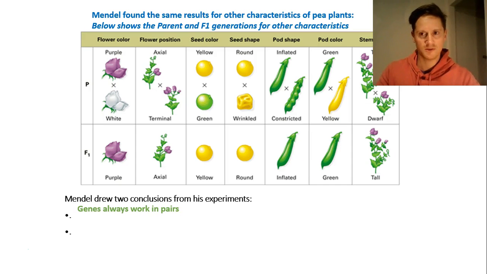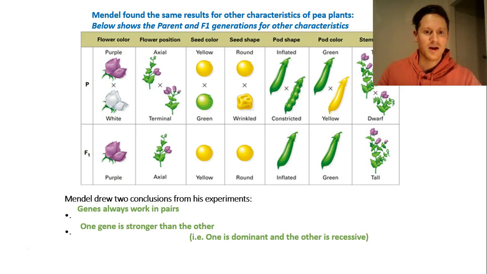The two conclusions from Mendel's experiments. Number one, genes always work in pairs. One copy from mum, one copy from dad. And one gene is stronger than the other. So there's always a dominant and there's always a recessive. All of the dominant versions are found here.